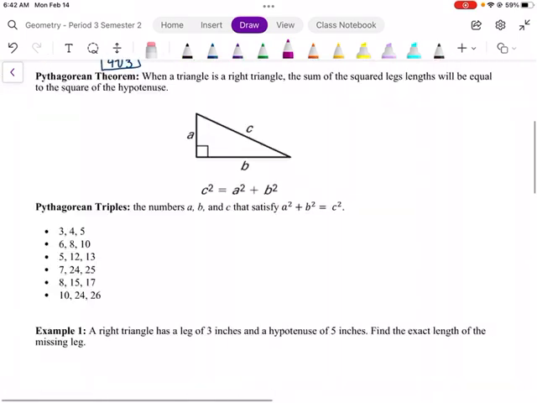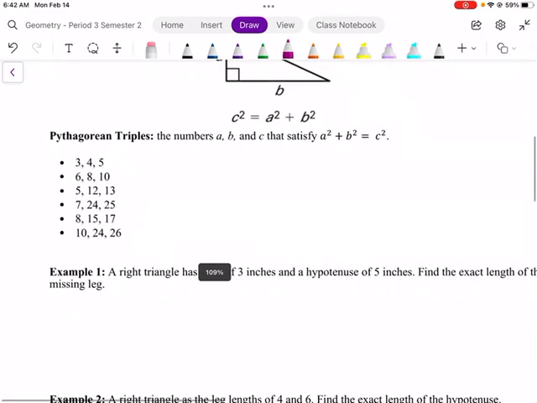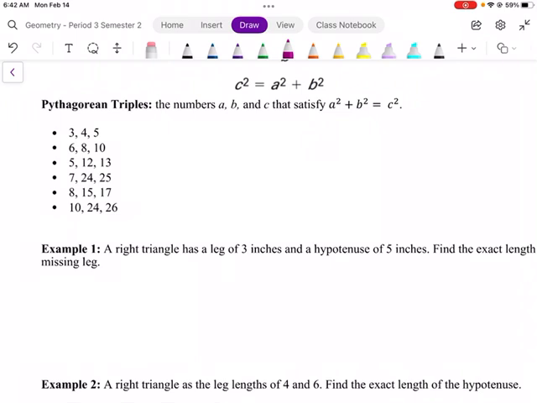Another thing that we're going to be doing this chapter is Pythagorean Theorem. Hopefully this is review because we have done it before. We use Pythagorean Theorem when a triangle is a right triangle: the sum of the squared legs will be equal to the square of the hypotenuse. So that would be our equation, c squared equals a squared plus b squared.